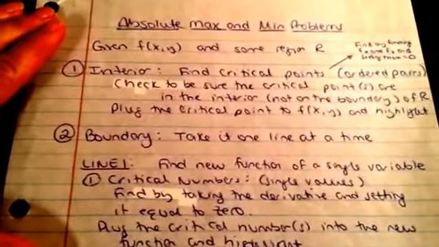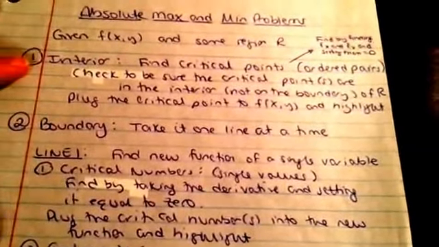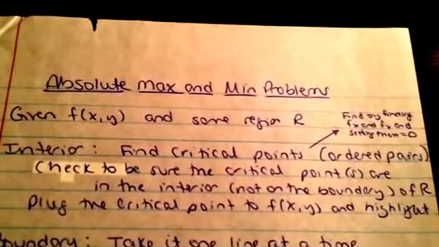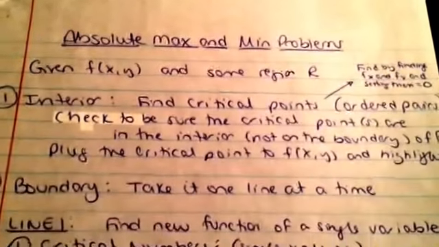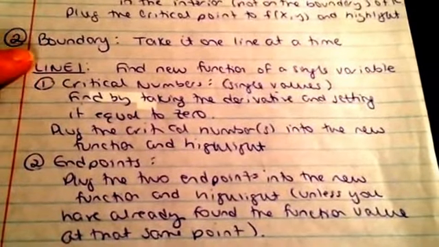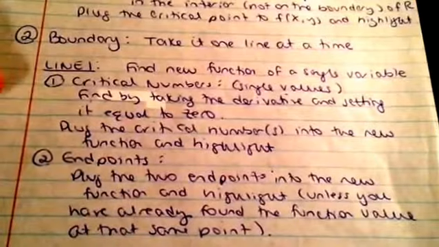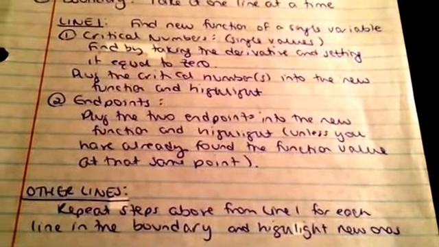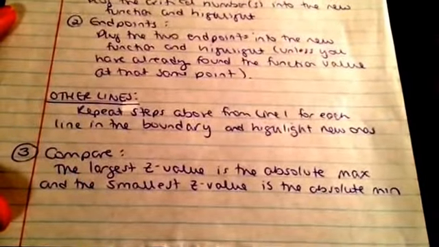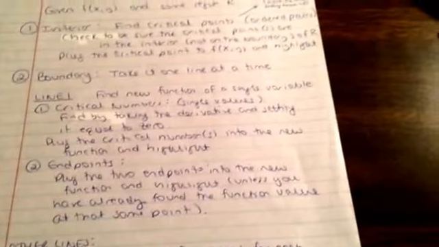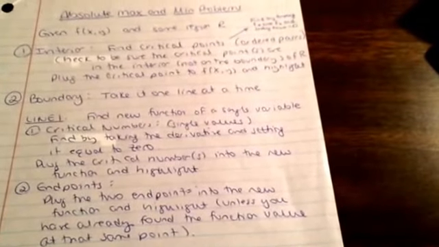But anyway, it's just step by step for the absolute max and min problems. So here's for the interior, that's part 1. That's what you're going to do first. And then for the boundary, each line has 2 parts. So line 1, you have 2 parts. And then you would repeat those same parts for line 2 and line 3 and however many lines you have. And then the last step, compare. So that's what we've been doing. It's just a little bit more detail, if that helps. Sometimes people get lost in the steps because they're so long.